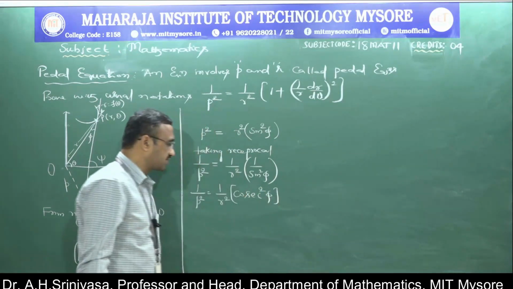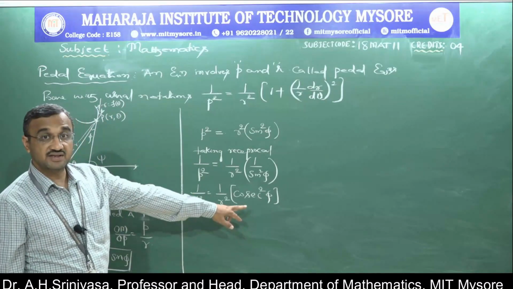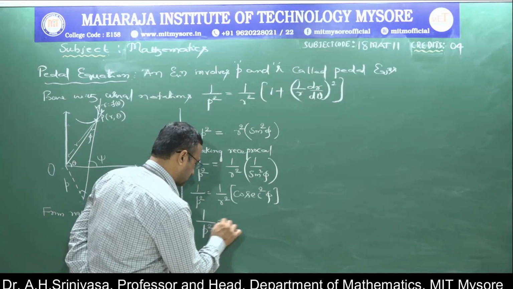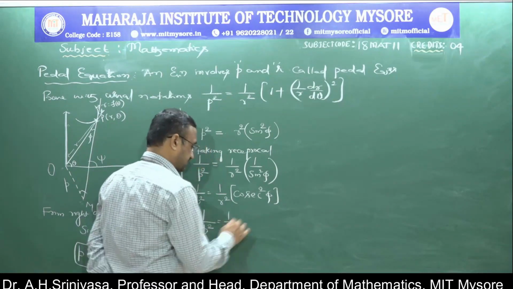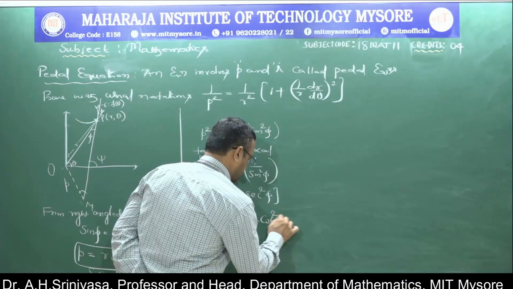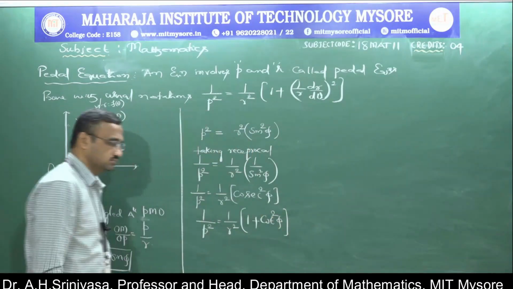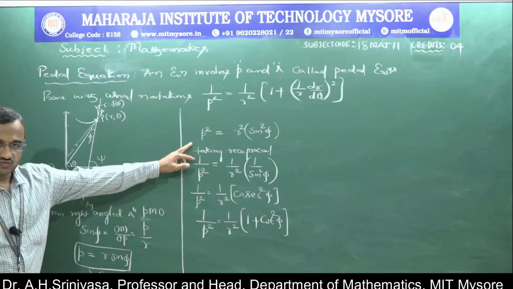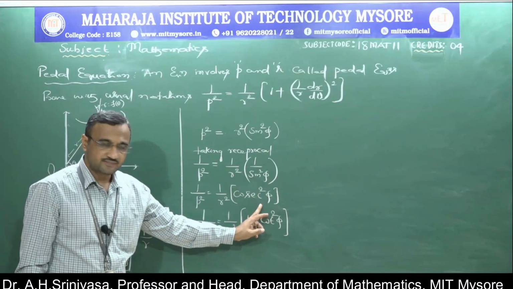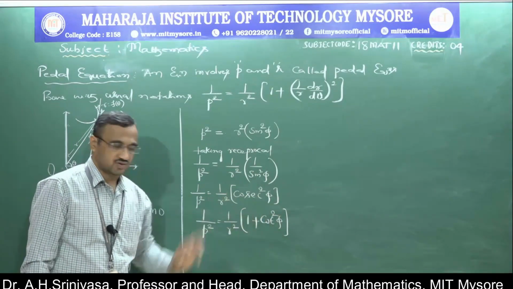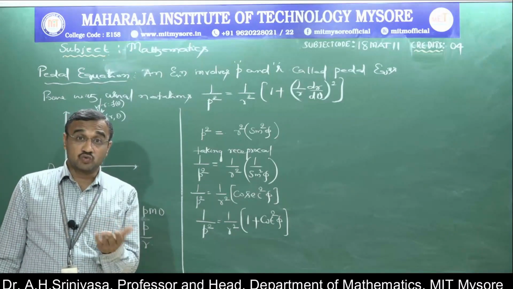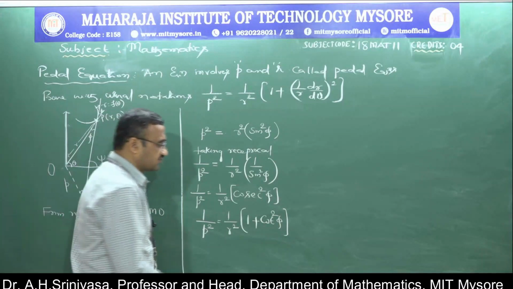Using the trigonometric relation, I am going to write cosecant square in terms of cot. That is, 1 by p square equals 1 by r square into 1 plus cot square phi. This is clear: first you square, then take the reciprocal, then write 1 by sine square as cosecant square. The cosecant square is 1 plus cot square. We know the formula for the length of the perpendicular from pole to tangent. What is that formula?